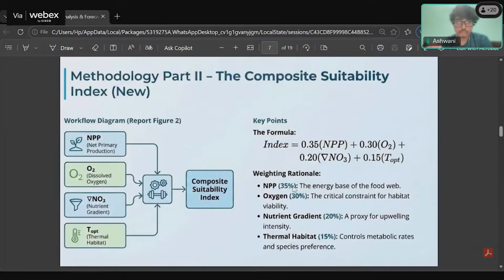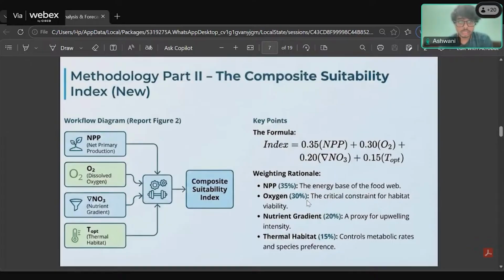single composite suitability index, whose formula is written here. We have given them different weightages based on their importance, giving NPP the highest weightage, and using this we are getting a single index, and we are getting this index for different parts of the Konkan coast region, so that it will be in a range of 0 to 1, and just by looking at the single score we will be able to tell how the fishing will be in the particular region and how it will be changing with time.